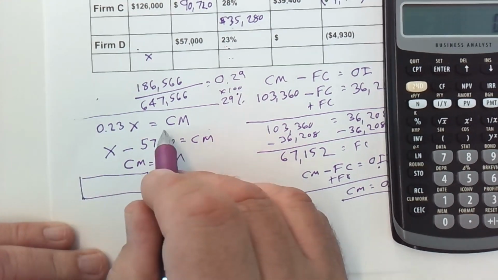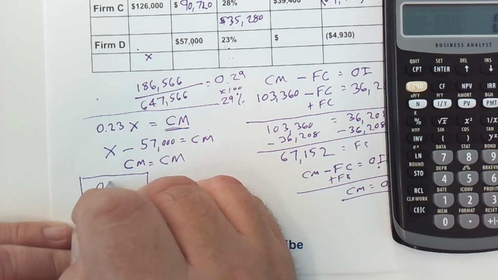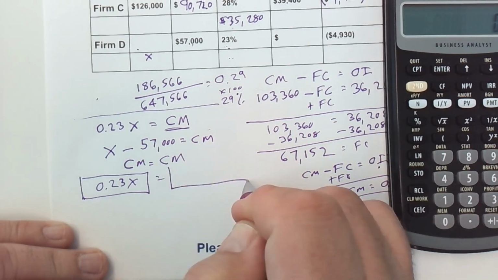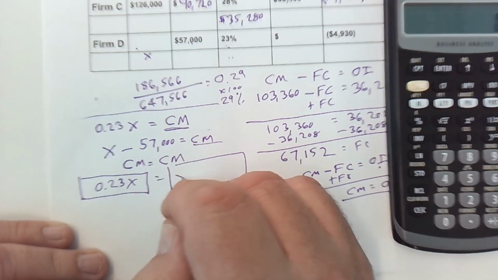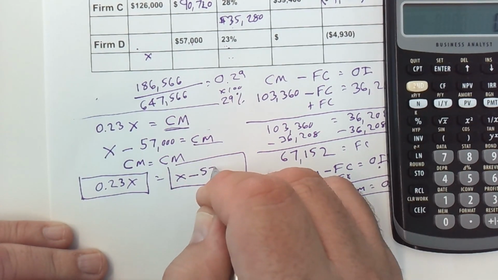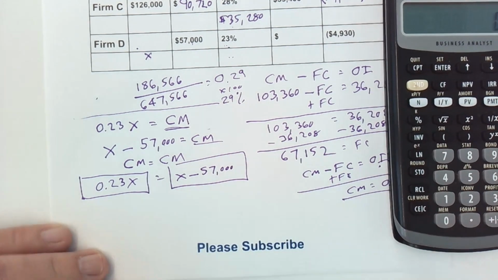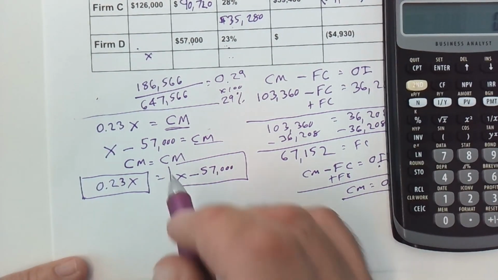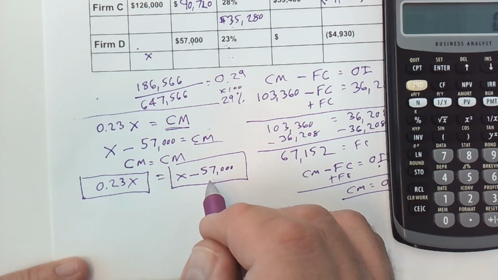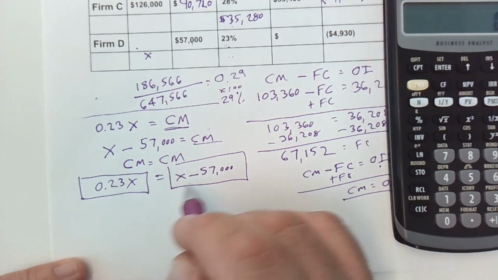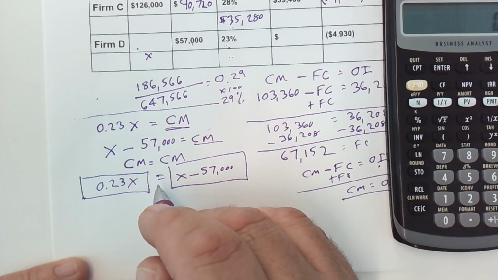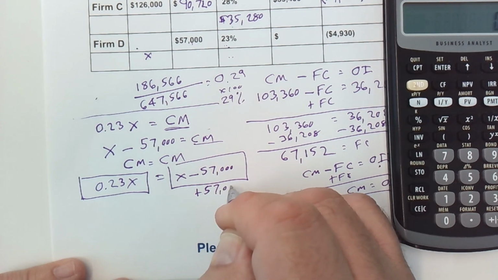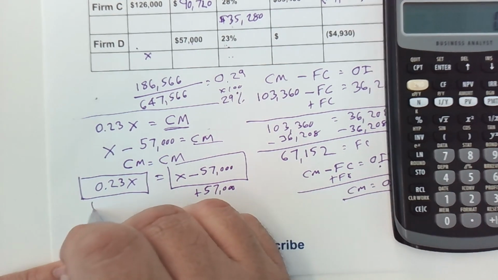And now let's substitute in. On one side, contribution margin is equal to 0.23x. And on the other side, contribution margin is equal to X minus 57,000. So now I've got an algebraic expression, an equation, and I've got X on both sides. So I want to get the X's together, and I want to clean it up a little. So what I'm going to do is add 57,000 to both sides because I want to get a positive number here.